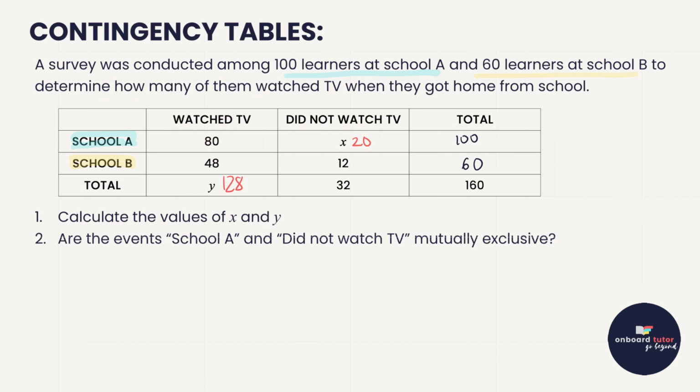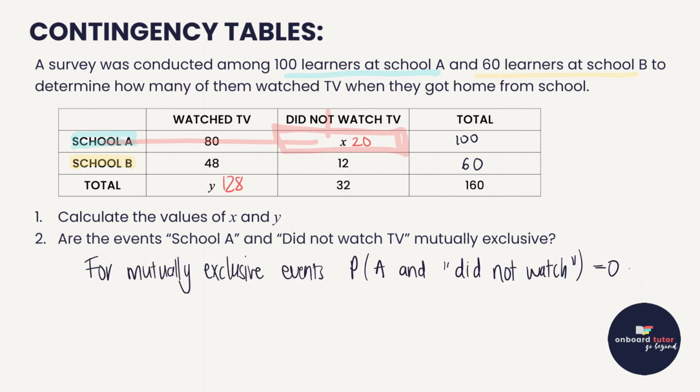Now they ask me, are the events school A and did not watch TV mutually exclusive? Okay, so let's just have a look. School A and did not watch TV. So my eyes are on this block here. Okay, what do I know about mutually exclusive events? If events are mutually exclusive, it means the intersection, the AND part of the probability is equal to 0.